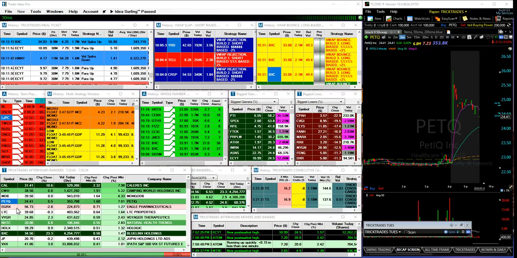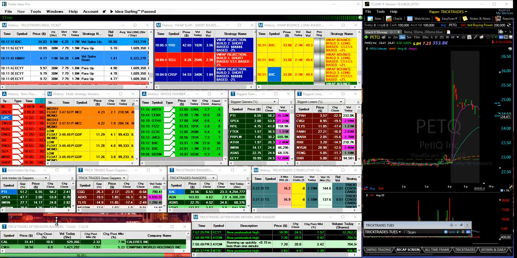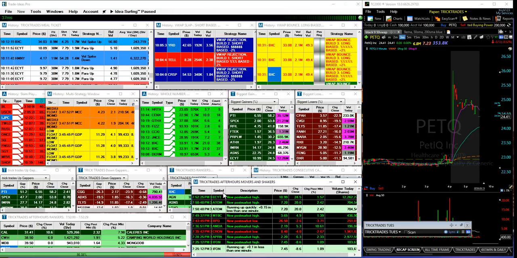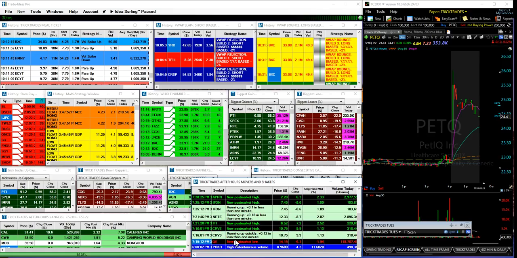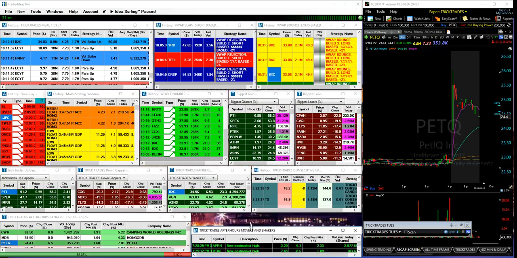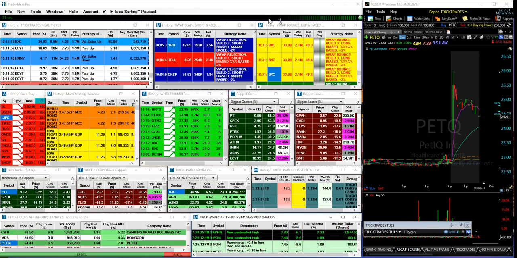You can see everything ramping up after hours. So this lets you know what's going to be gapping up in the morning. And if you're an after hours trader, some people are, here's the TrickTrades after hours movers and shakers. So this lets you know what's moving around, you know, new post-market low, instantaneous volume, running up. There's a bunch of different strategies that are with this. So that's really good. So that's what Savage Scans is all about.